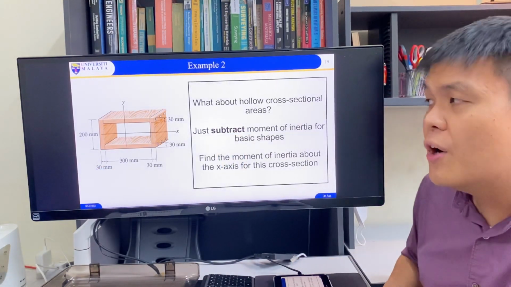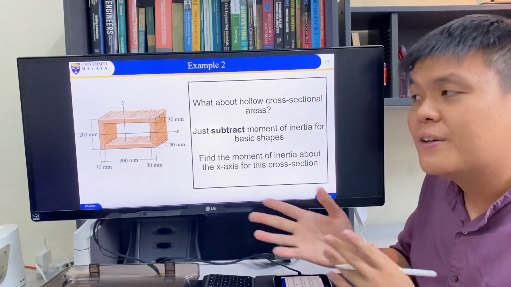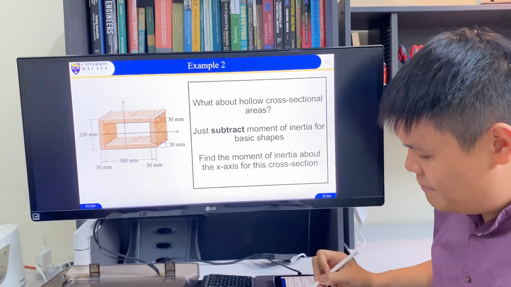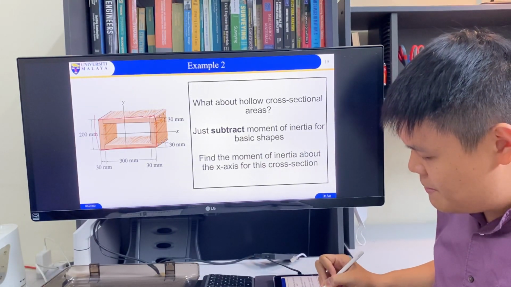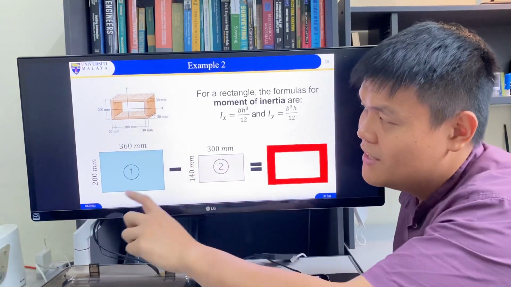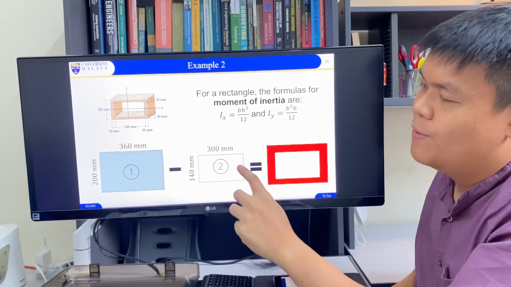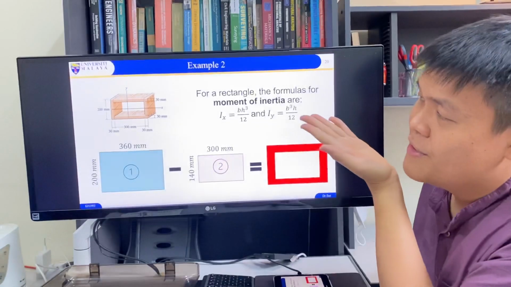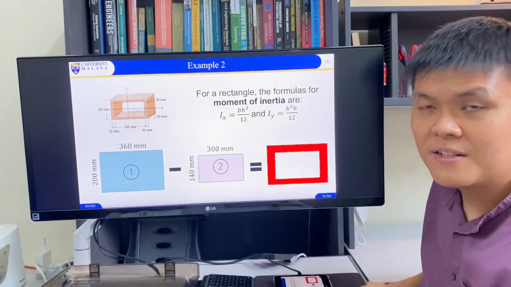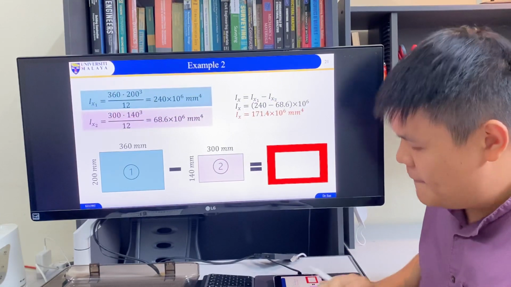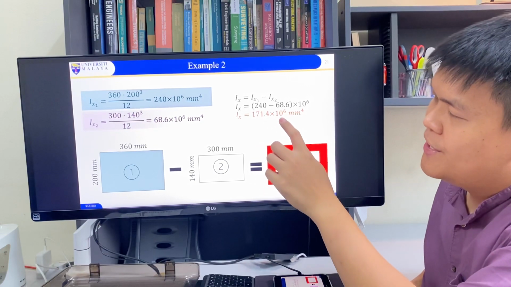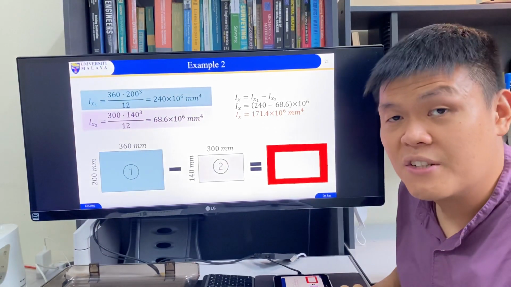Okay, what about the hollow cross-sectional areas? If you find a hollow cross-section area, all you do is you find the moment of inertia for the big rectangle and you just subtract the smaller rectangle, just like this. You take the bigger one here, which is this one, you just minus the smaller one, you'll get this one. And remember, for the rectangle, the moment of inertia is like this. They're provided in the textbooks. Do the calculations and you'll get, for this one, 171.4 times 10 to the power 6 millimeter to the power of 4.